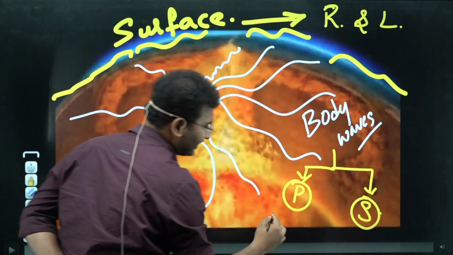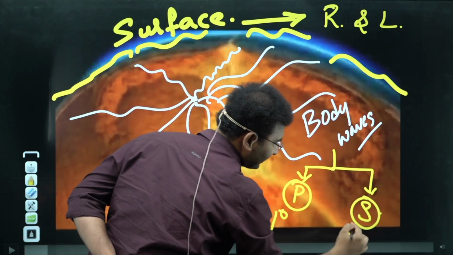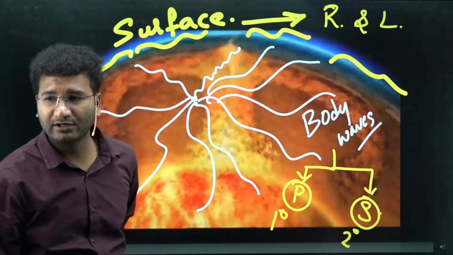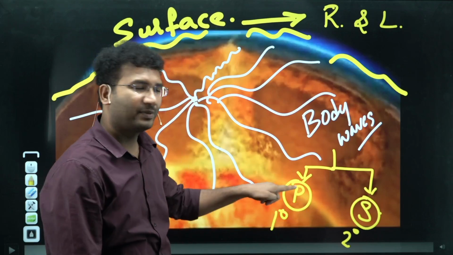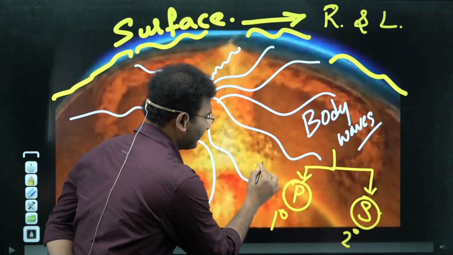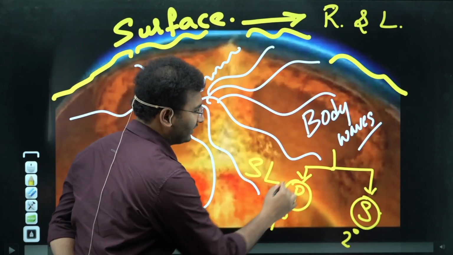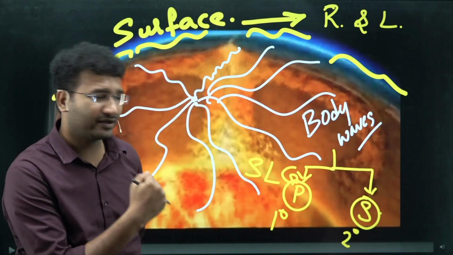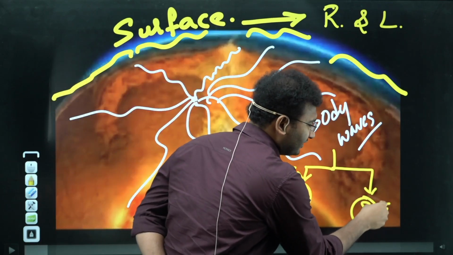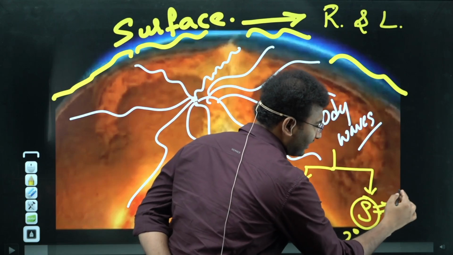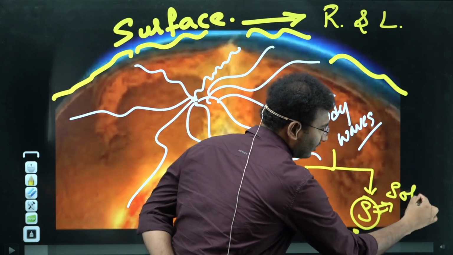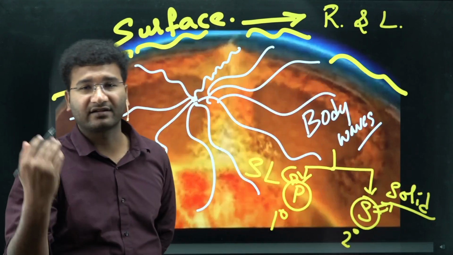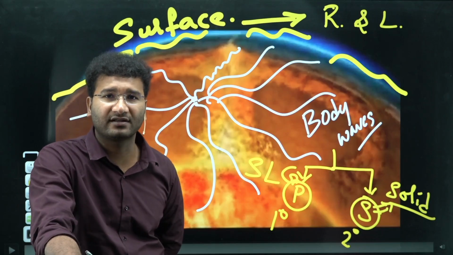P wave is called the primary wave, S wave is called the secondary wave. And I already told you P waves can travel through solid, liquid and gases. How do I know? Because we studied it in the laboratory. And S wave can only travel in solid. One more characteristic is this.